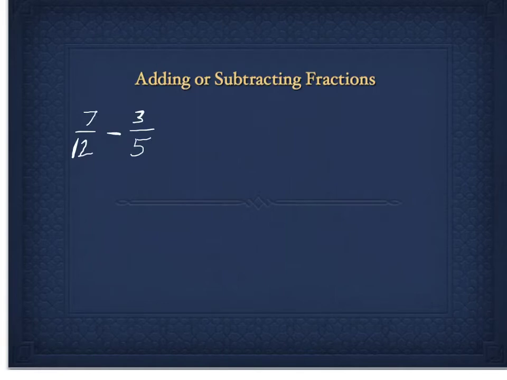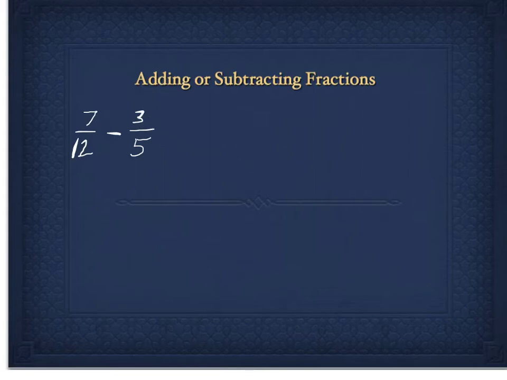Let's take a look at the problem 7 over 12 minus 3 over 5. I want you to think of each fraction as a whole pizza, and the denominator is going to be how many slices we cut our pizza into, and the numerator is going to be how many of those pieces have been consumed. So we're going to cut this pizza into 12 pieces, and we're going to eat 7 of those. We're going to cut this pizza into 5 pieces, and we're going to eat 3 of those.